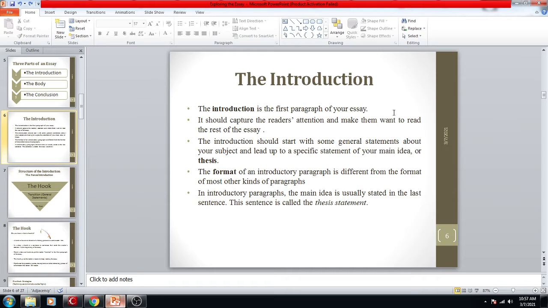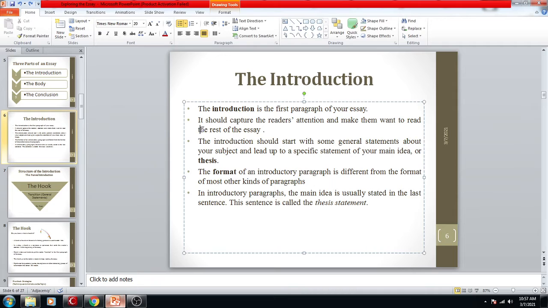This is the first paragraph of your essay. It should capture the reader's attention and make them want to read the rest of the essay. And so you have to take really extra care to formulate these introductory sentences. The introduction should start with some general statements about your subject and lead up to a specific statement, and that is your thesis, a specific statement of your main idea.